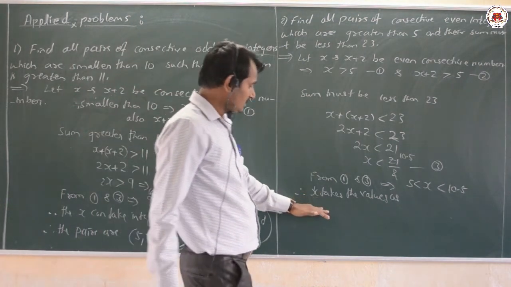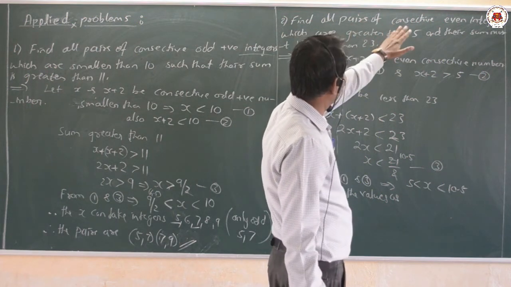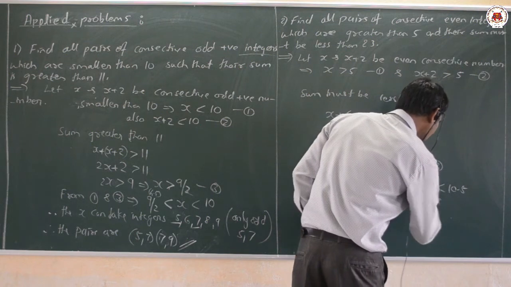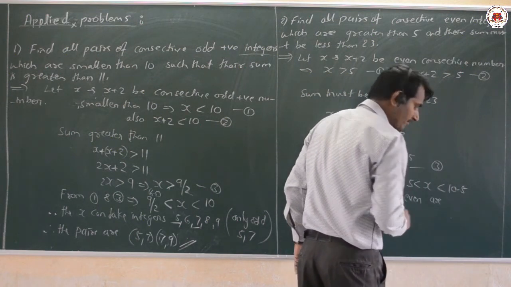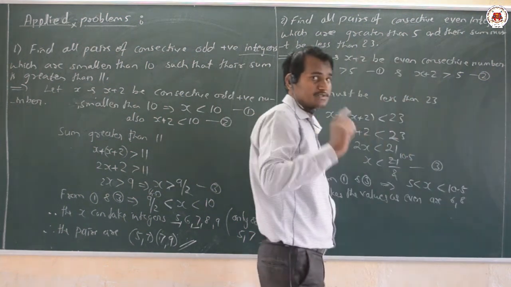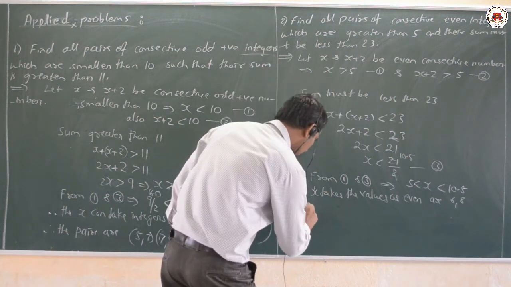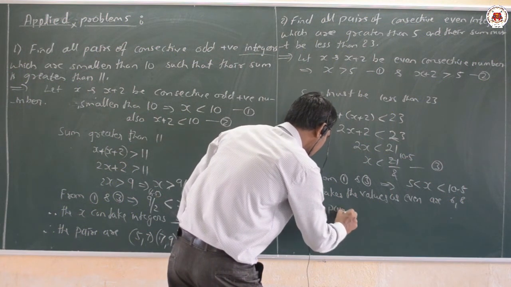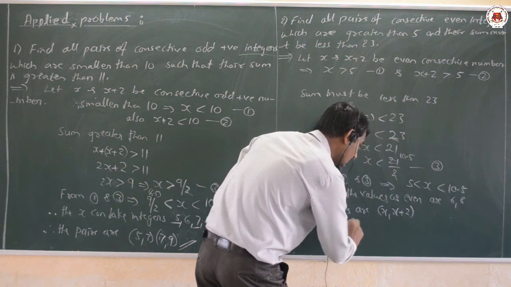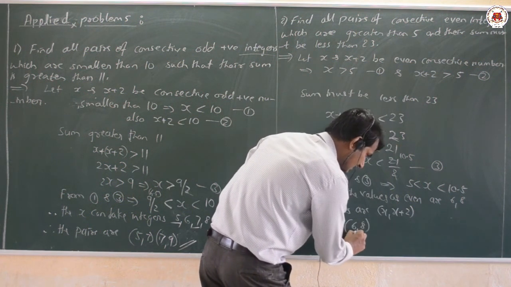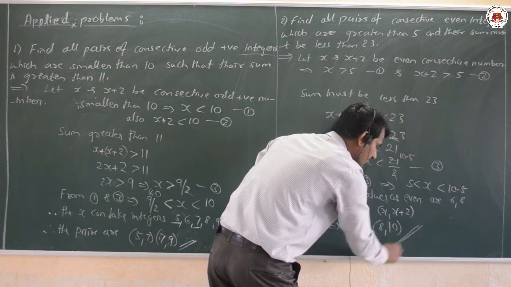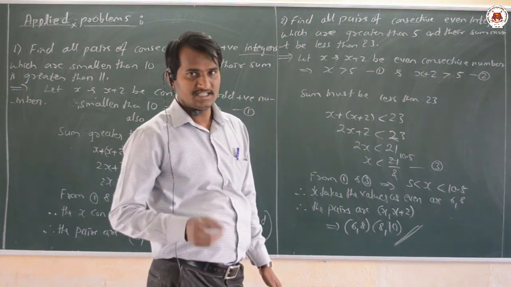In the same way, in this problem, finding the pairs of consecutive even integers, x takes the even values between 5 and 10. That means the even values are 6 and 8. Only these 2 are the even values. Therefore the pairs are x comma x plus 2. So we get 6 comma 8, that is 6 plus 2 is 8, as well as 8 comma 8 plus 2, that is 10. And these 2 are our required result.